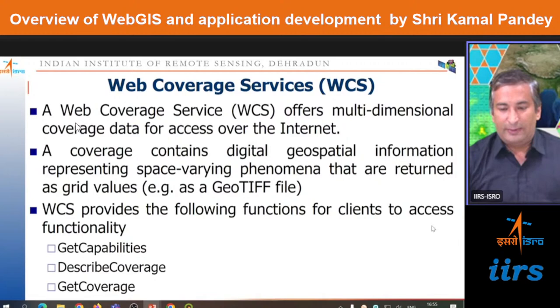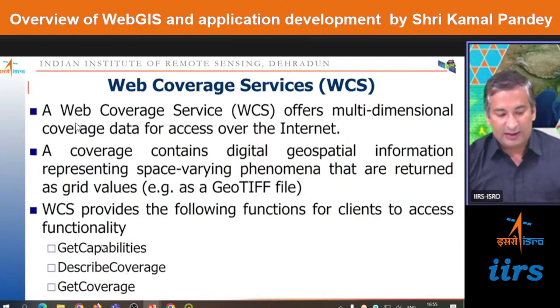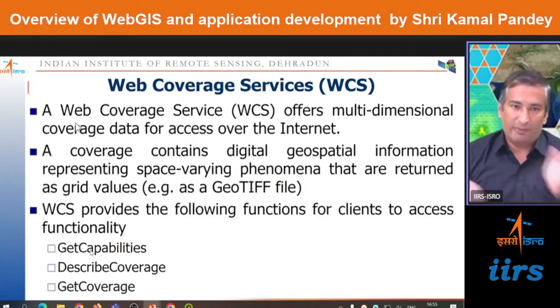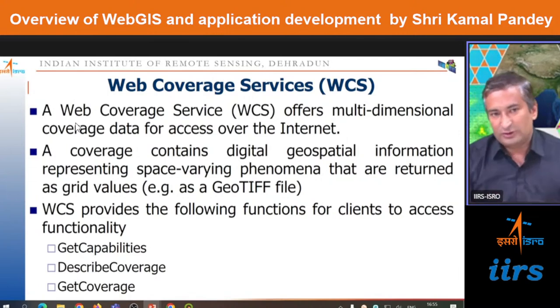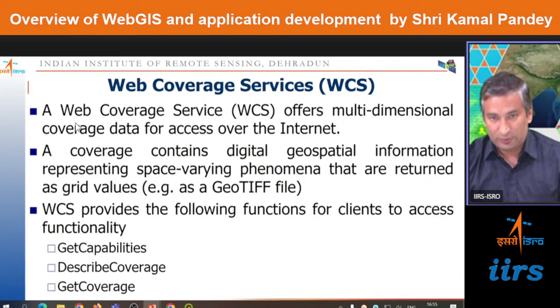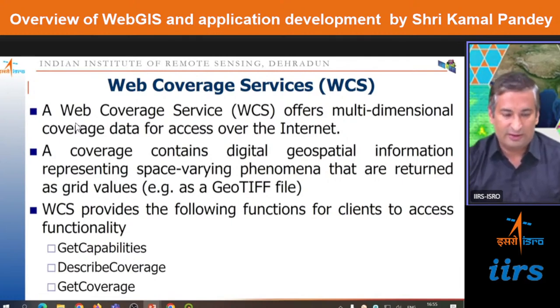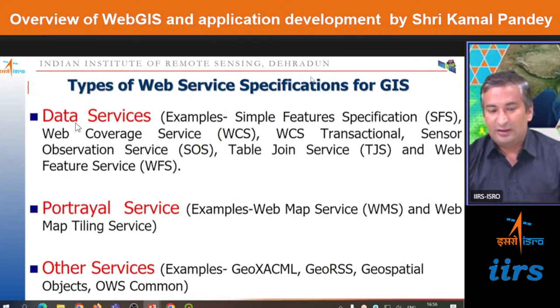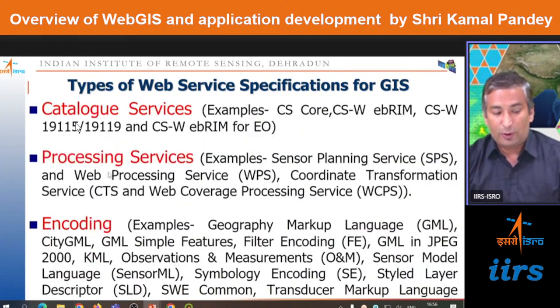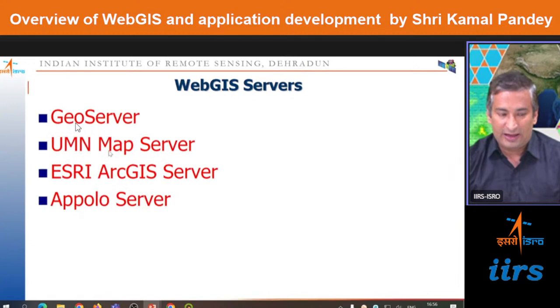Similarly, for the WCS three methods are there: get capability, describe coverage, and get coverage also. So get capability is the same. It will list all the capabilities of the server to you. From that, you select your own, and then you display it in your map canvas. It can be QGIS or a web browser as well. So we have seen, if you categorize them, it can be a data service, portrayal service, or any other service. It can be processing, encoding services. This already I have covered.